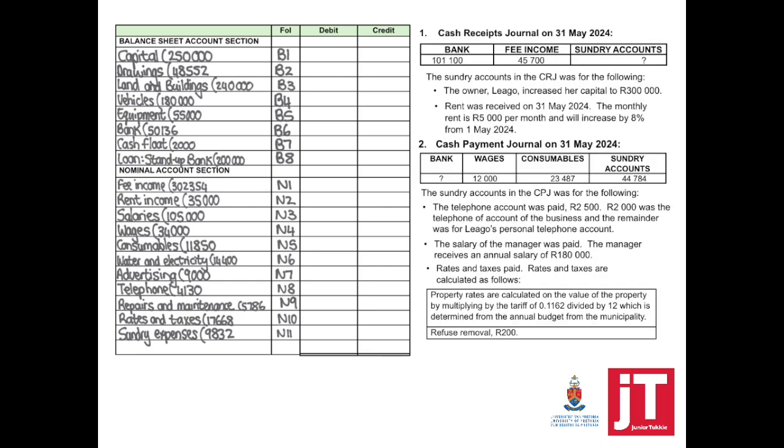So the first one that we're going to look at is from the cash receipts journal on 31 May 2024. This is a summary of the cash receipts journal. We've got bank, fee income, and sundry accounts. Remember, sundry accounts consist out of these transactions. So you need to go through each one of those transactions and identify which account is involved so that you can correctly make the changes.